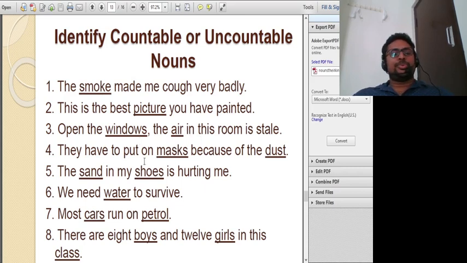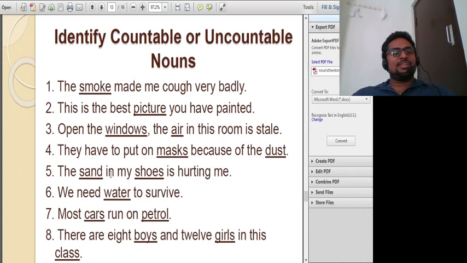They have to put on masks because of the dust, because of corona. Please put on your masks because of corona. Masks, we are able to count masks, so it is a countable noun. And dust is uncountable. Corona is also uncountable.